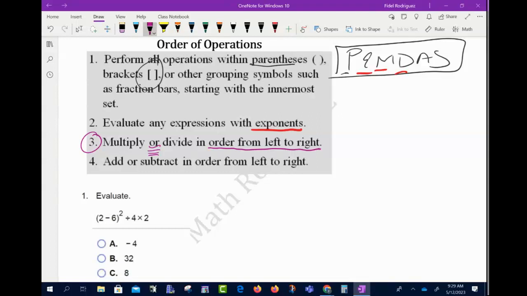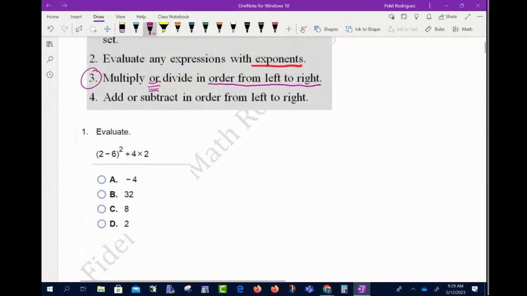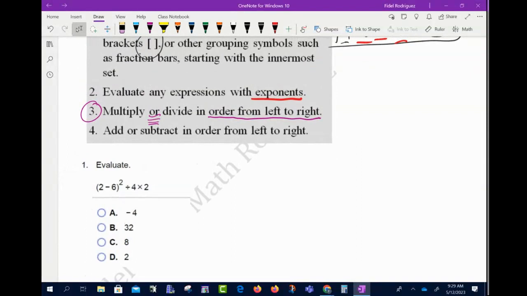Okay, so let's take a look here. We're going to do this in pieces, y'all. Number 1, do we have any parentheses in this problem? Yes, we do. Okay, so y'all, look what we have here.